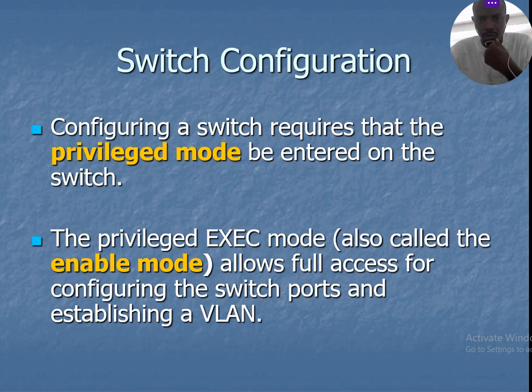The privileged execute mode, also called the enable mode, allows us to have full access for configuring the switch ports and establishing the VLAN. So once you put it in the privileged execute mode, just like we did in the router in chapter 7, we'll be able to have full access.